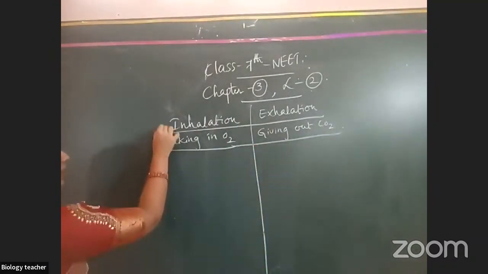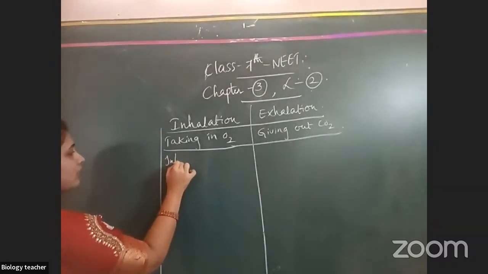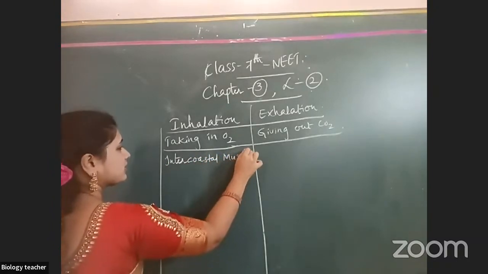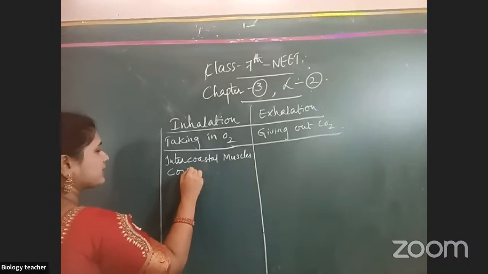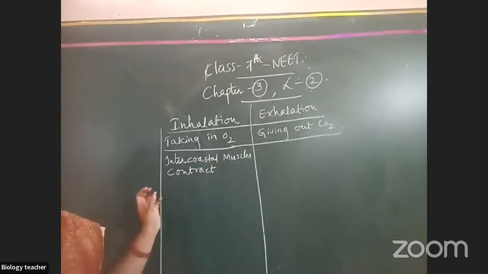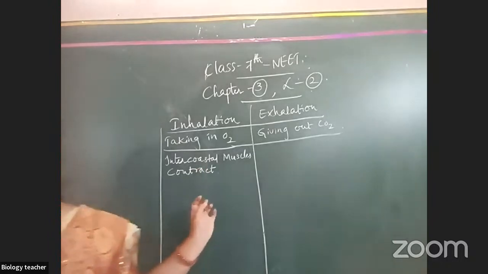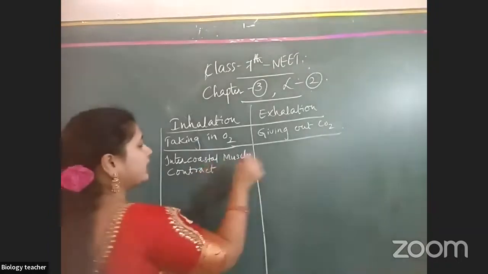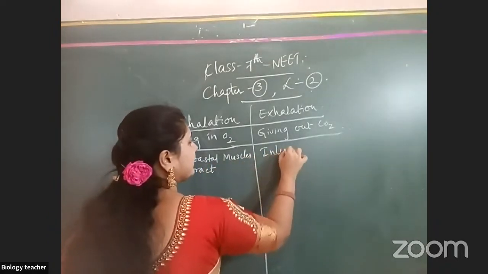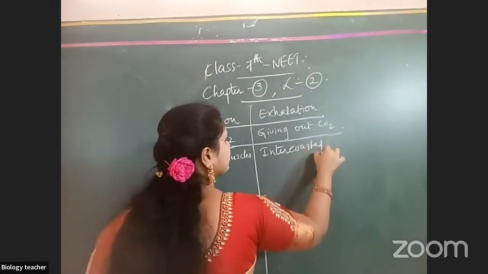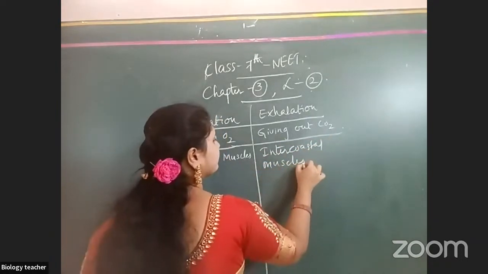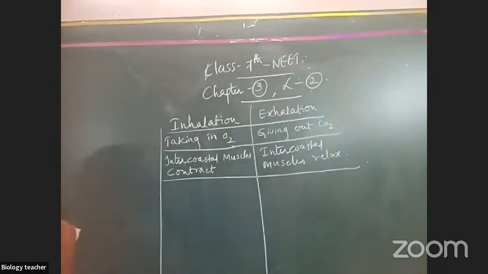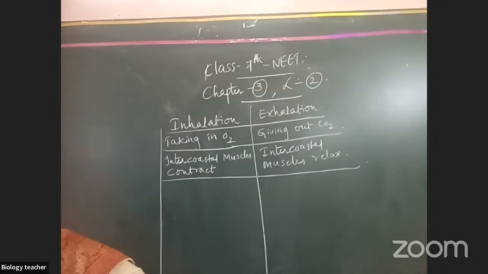So what is happening? Intercostal muscles contract. So in exhalation, what happens? The intercostal muscles relax. Okay. And next, what is happening?